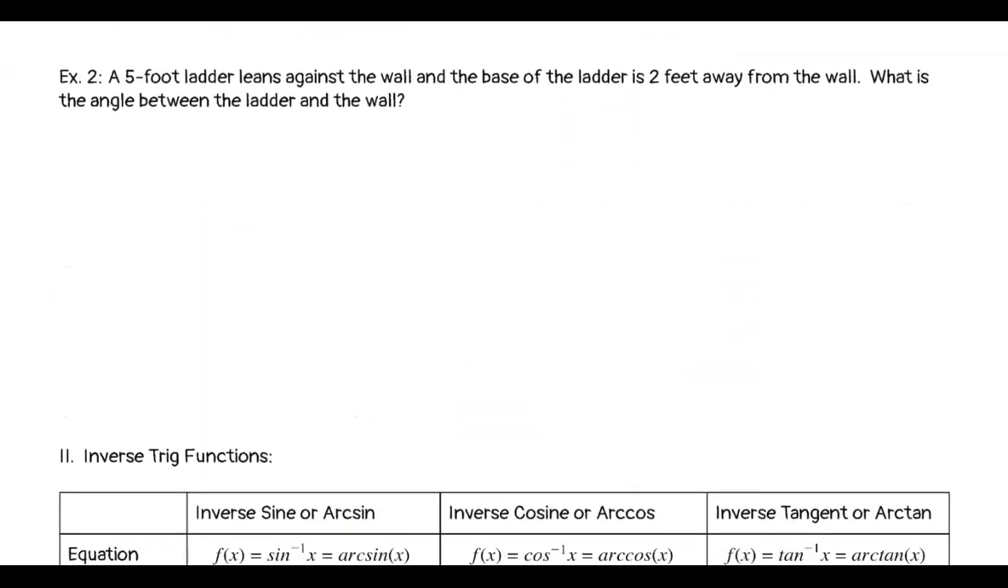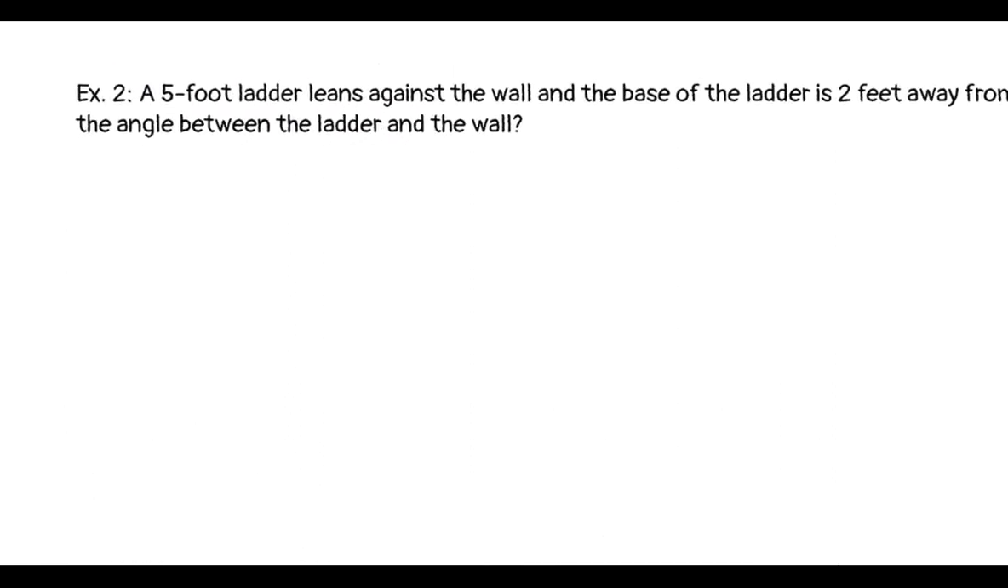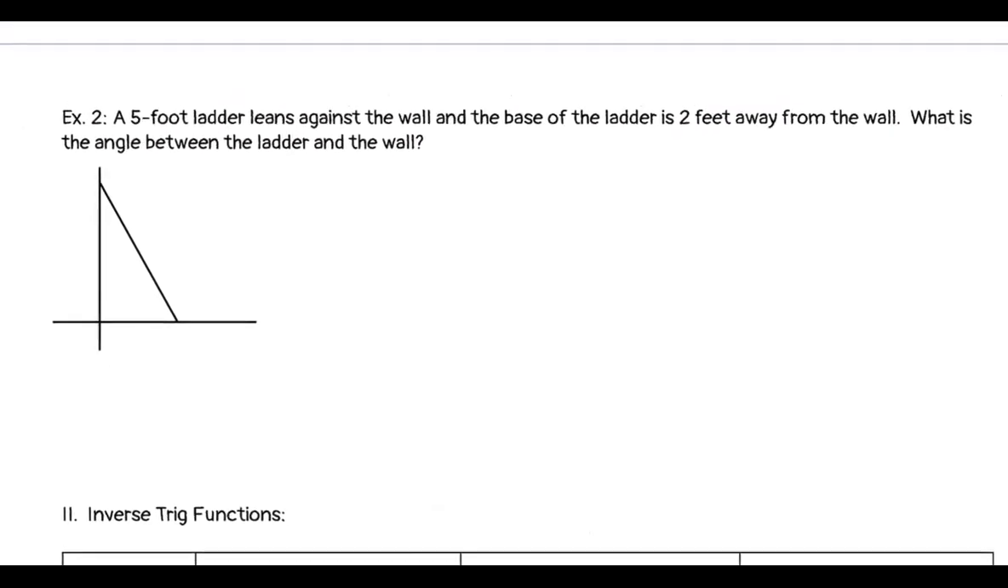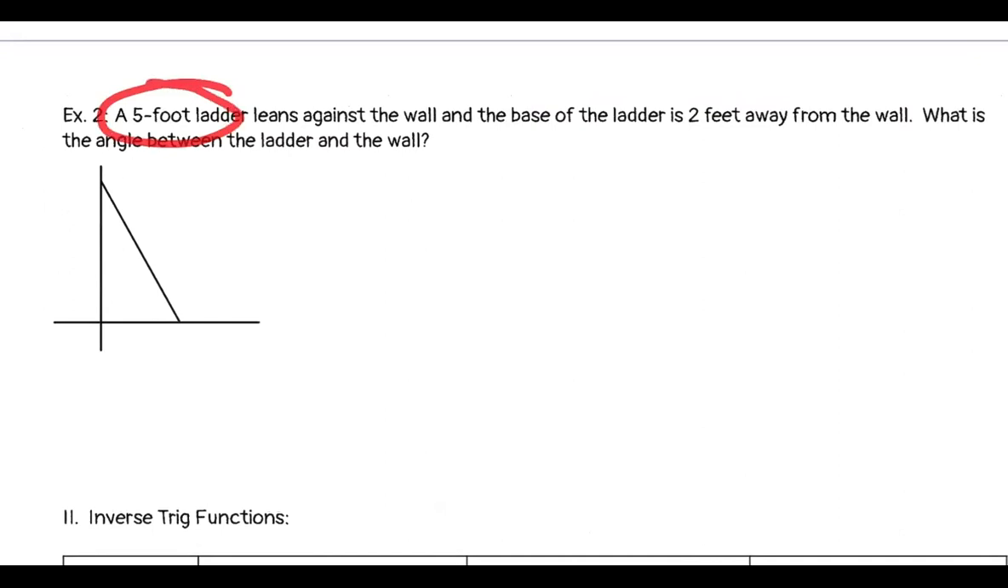So let's read example 2. A 5-foot ladder leans against the wall and the base of the ladder is 2 feet away from the wall. What is the angle between the ladder and the wall? Okay, so let's go ahead and draw a picture here. We've got a wall, we have the ground, and we have a ladder. Okay. And so let's go ahead and label some things. All right. Where would I find the 5? Where would I label that 5?